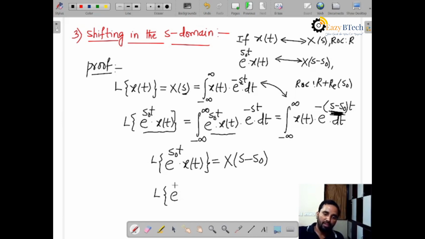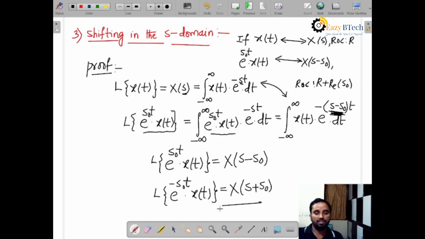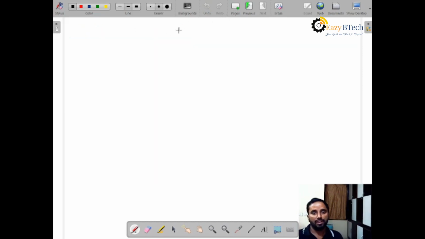And similarly, Laplace transform of e power minus s naught t. Here what is the change? Sign, minus s naught into t. Its Laplace is x of s plus s naught. Simple, very very simple. This is the shifting in the s domain. And next thing, next property, the fourth one, time scaling property.